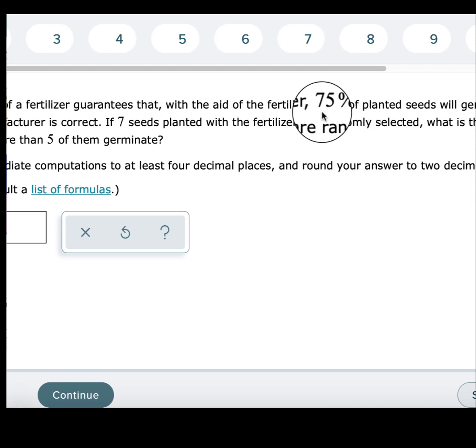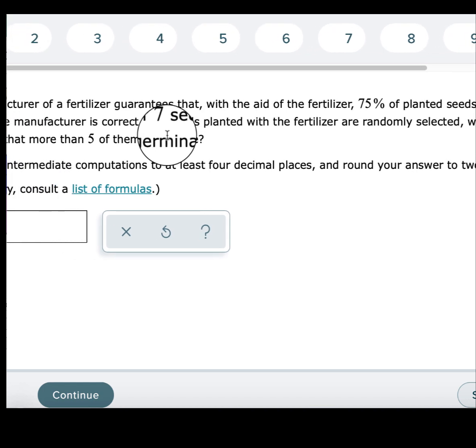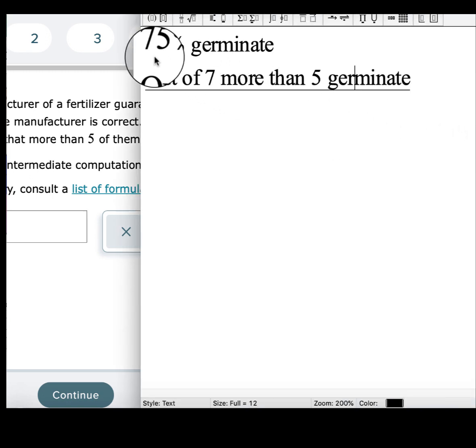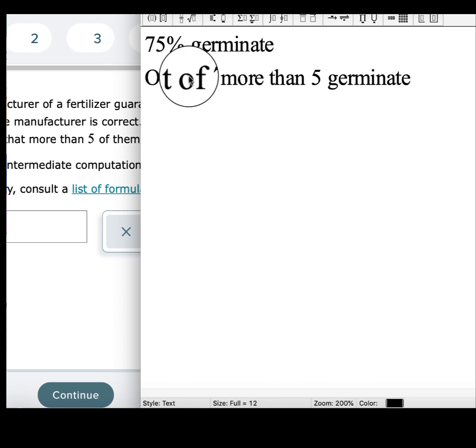I'm going to write down that the probability of success, which is the seed germinating, is 75%. And we have 7 seeds that are planted. We want to know more than 5. So I will open up MathType so that we can see how we would capture this using pen and paper. I've opened up MathType. I have 75% will germinate out of the 7, more than 5.